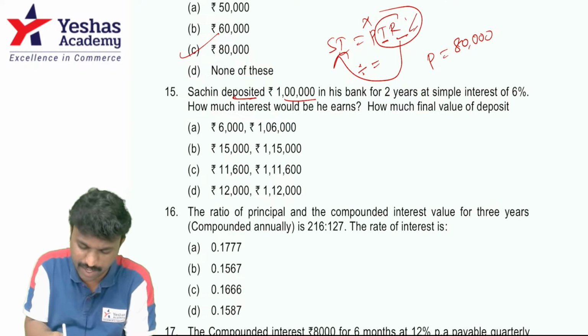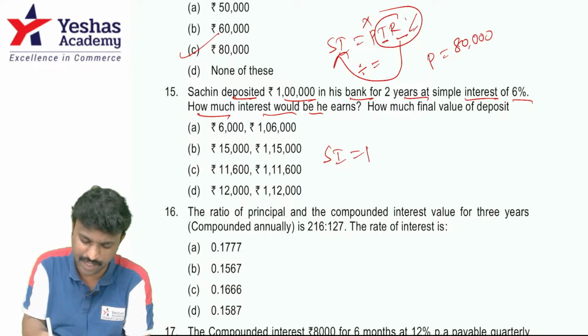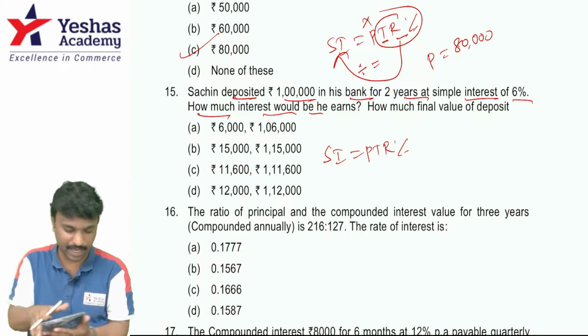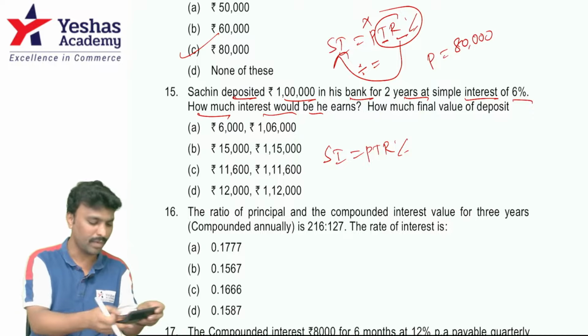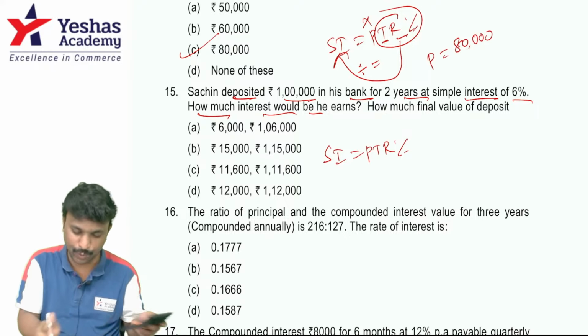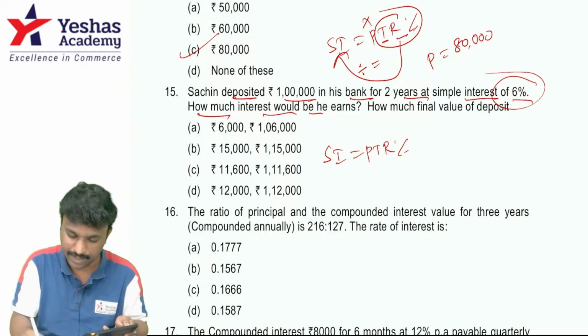Sachin deposited 1 lakh in his bank for 2 years at simple interest 6% per annum. How much interest would he earn? So obviously PTR percentage is what I should use. P is 1 lakh. Type 1 lakh into time is 2 years into rate of interest, 6%. Type 6, press a percentage. That fetches us 12,000 rupees.